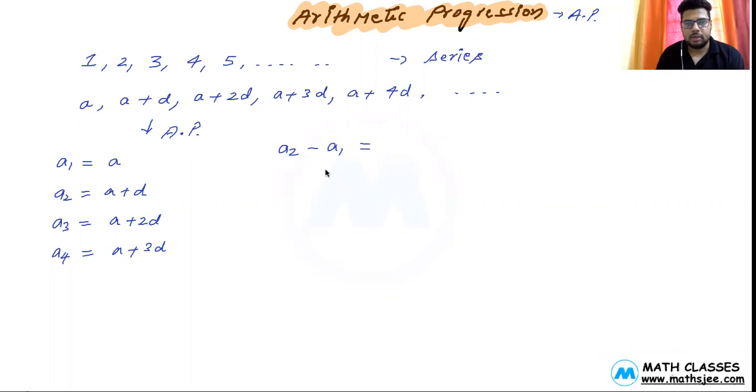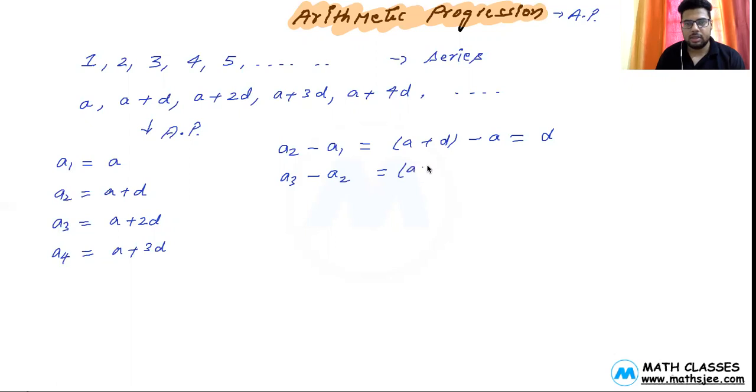If you find out A2 minus A1, so this is A2, this is A1. So we have A2 minus A1, right? So this will be D. Again, A3 minus A2. So we are taking the difference of consecutive terms. A2 minus A1, A3 minus A2. So we are not doing A2 minus A3, right? We are having the same order: A2 minus A1, A3 minus A2, A4 minus A3.